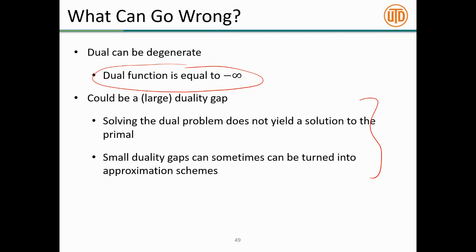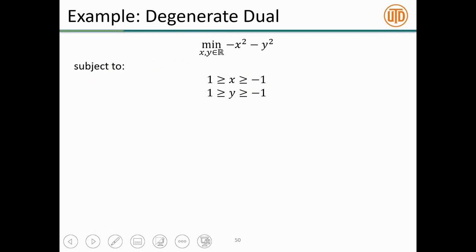Sometimes you can take problems that have a relatively small duality gap and turn that into an approximation scheme. In fact, this is a strategy that's been used a bunch in practice to design approximation algorithms. Okay, let's see some of these simple examples.